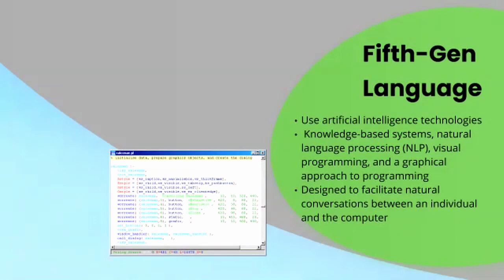Okay, it's a knowledge-based system, it's natural language processing, visual programming, graphical approaches to programming. Okay, so we're taking the programming and really giving it to the masses. It's designed to facilitate natural conversation between the individual and the computer. This is like Alexa, okay?